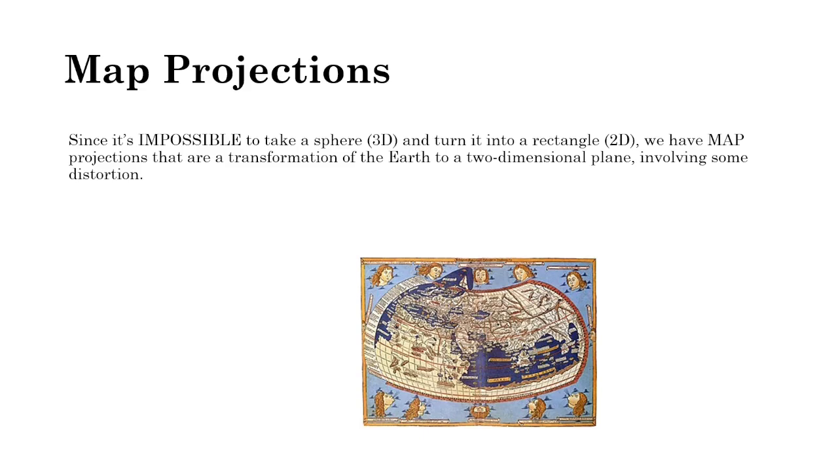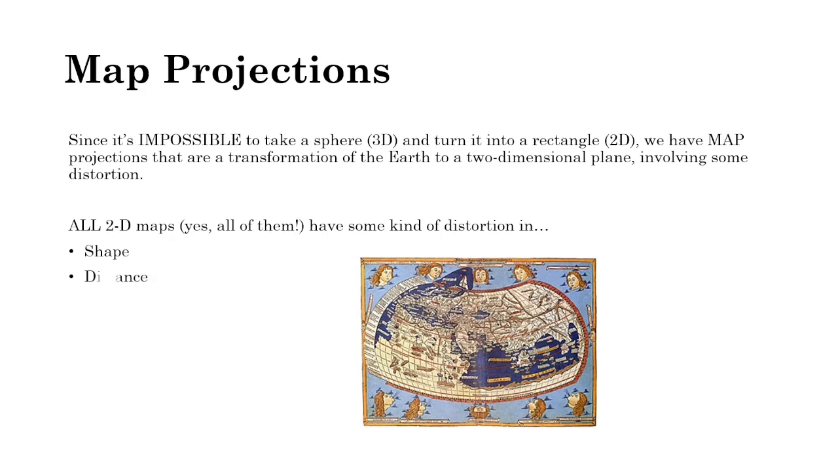So we have what's called map projections, different types of maps that shape the Earth differently. They're a transformation of the 3D Earth to a two-dimensional plane. Every single 2D map, even Google Maps, has some kind of distortion. There's 4 key areas of distortion. So that could be shape, it could be distance. Our shape could be the shape of the continents. Our distance, or the distance between 2 places. When I look at a map projection, I look at the distances between the continents.